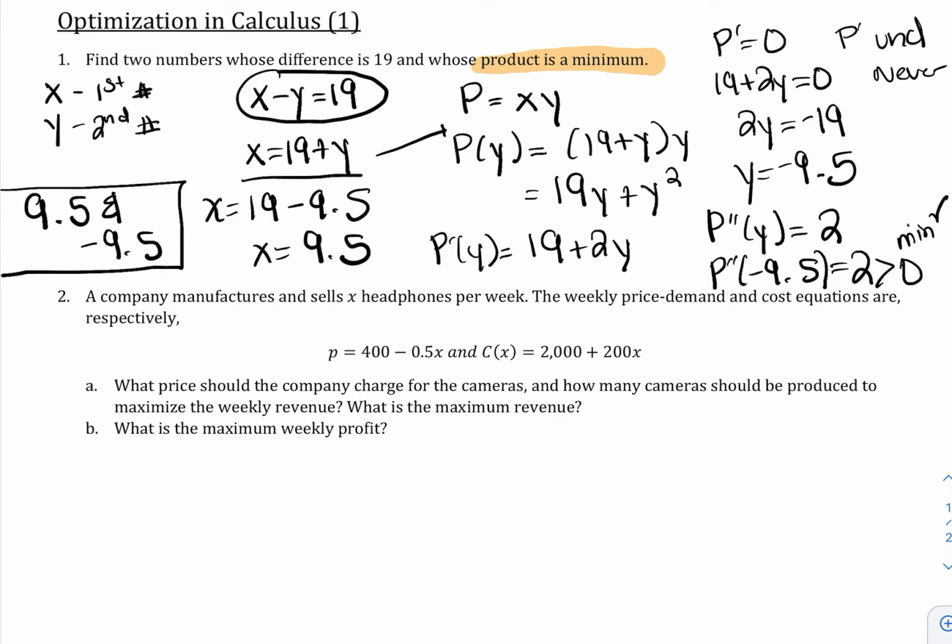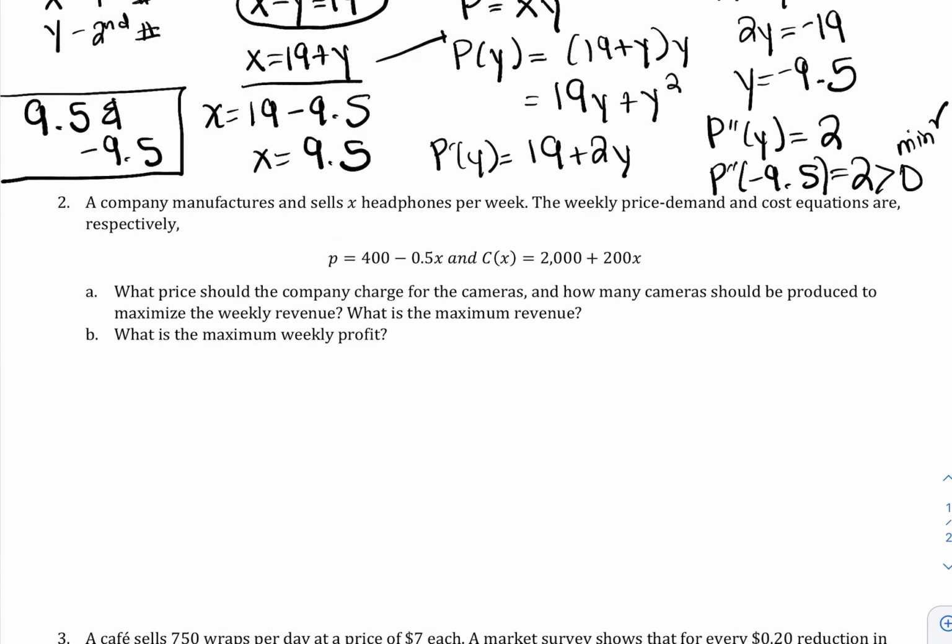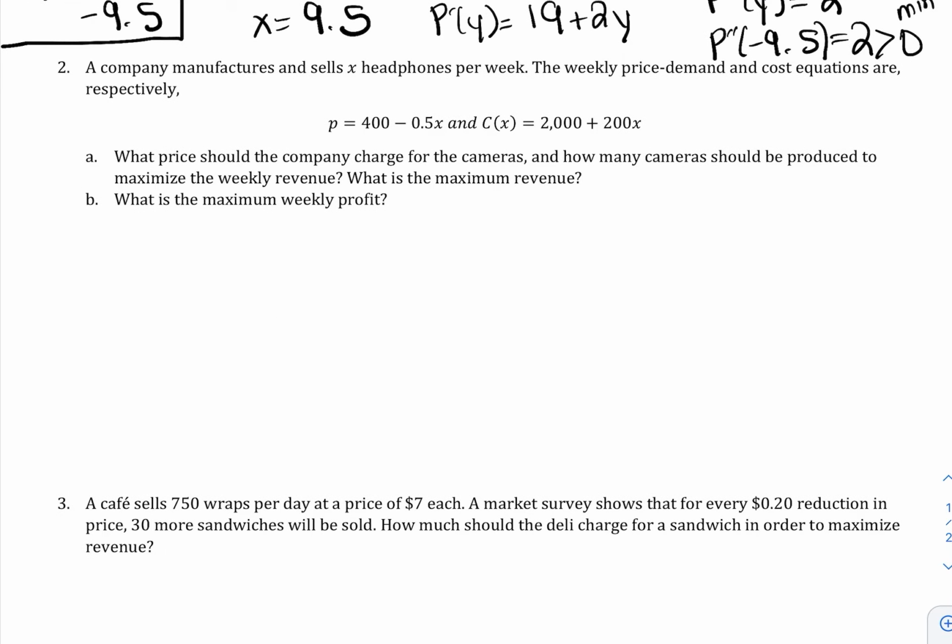Okay, let's take a look at another one. A company manufactures and sells x headphones per week. The weekly price, demand, and cost equations are given. So it gives us the equations now, and it's only in terms of x.